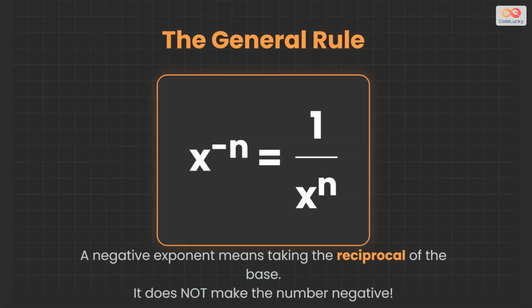This leads us to the general rule for negative exponents. x to the power of negative n is equal to 1 divided by x to the power of positive n. Simply put, a negative exponent tells you to take the reciprocal of the base. It is crucial to remember that the negative sign in the exponent acts as an instruction to flip the base to the denominator, not to make the value negative.